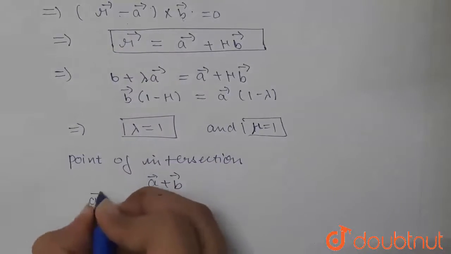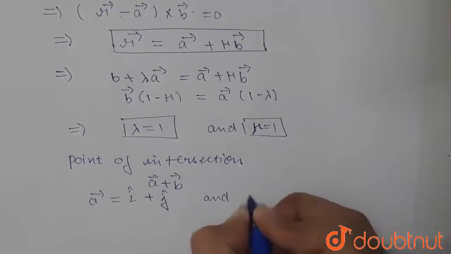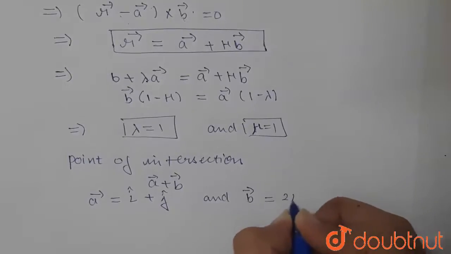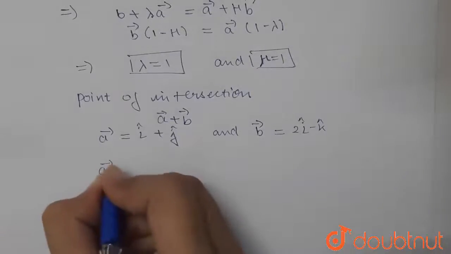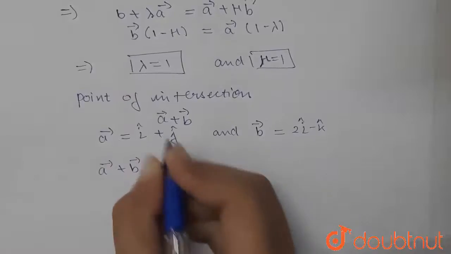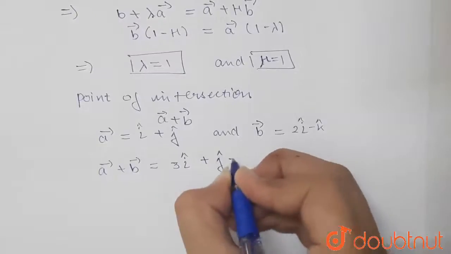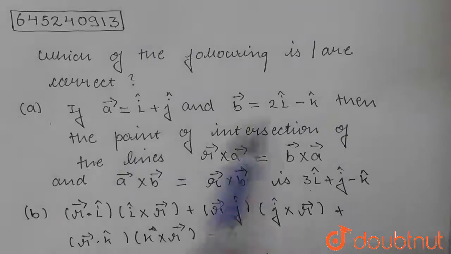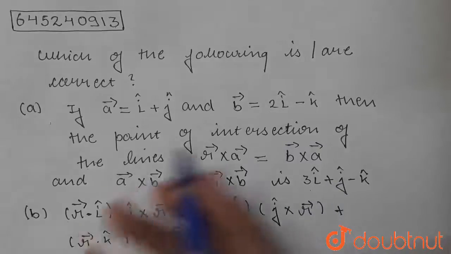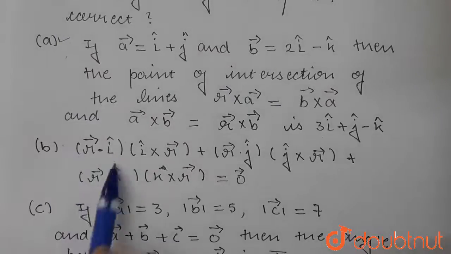Now see, we are given that A vector is equal to i cap plus j cap, and that B vector is equal to 2i cap minus k cap. So when we do A vector plus B vector, we get their addition equal to 3i cap plus j cap minus k cap. Okay, and this was also the first option. We were given that the point of intersection of these two lines is this, and this is the first option. That means it is correct. We got this also, right? Now we will check whether the second option is correct or not.